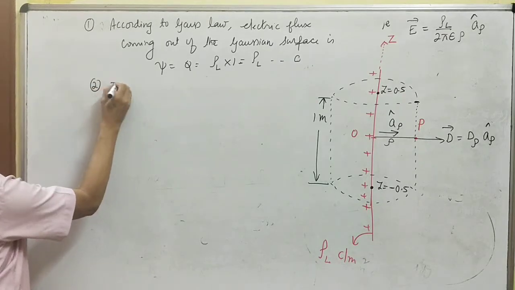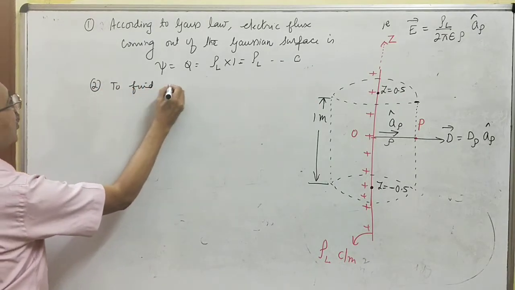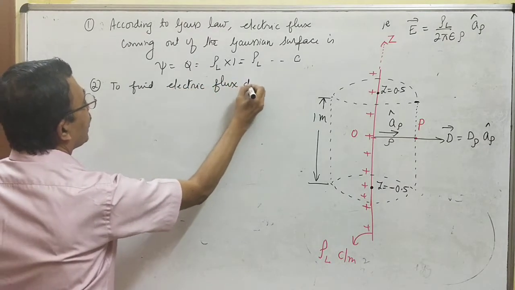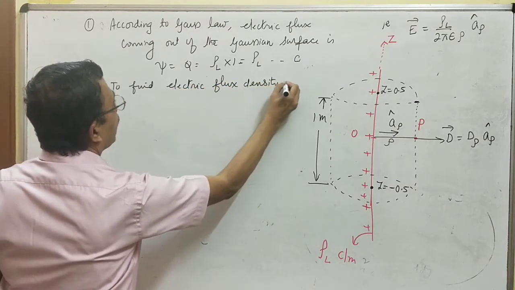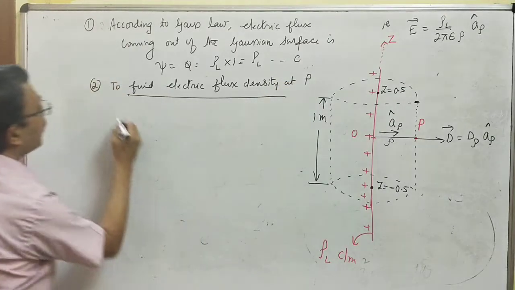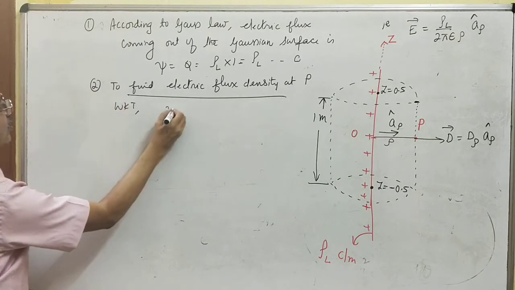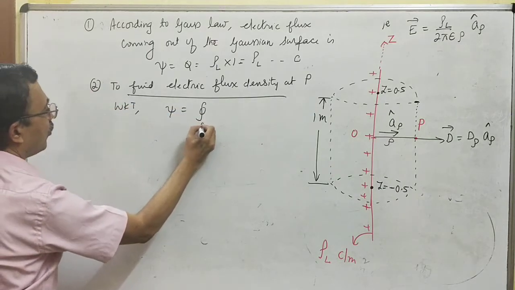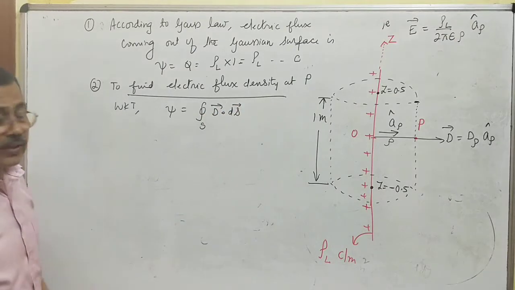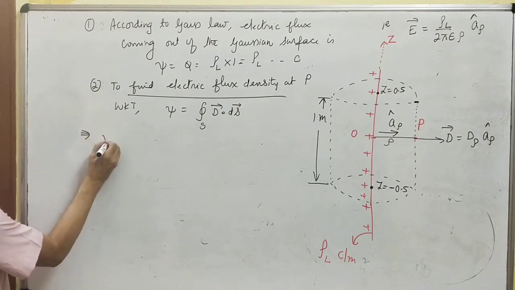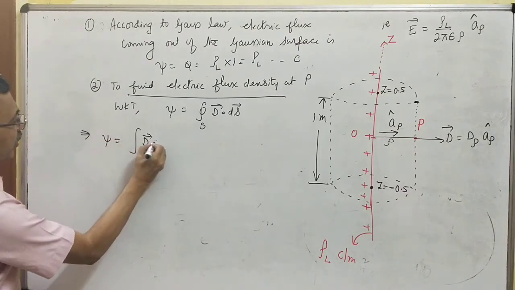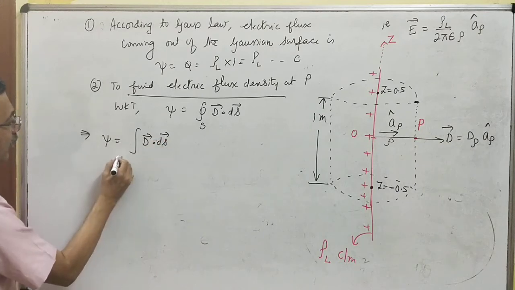Second step, to find electric flux density at point P. P is the point of interest. We know that psi is equal to closed surface integral vector D dot dS. This closed surface integral is made up of 3 open integrals. Surface integral D dot dS for top face.